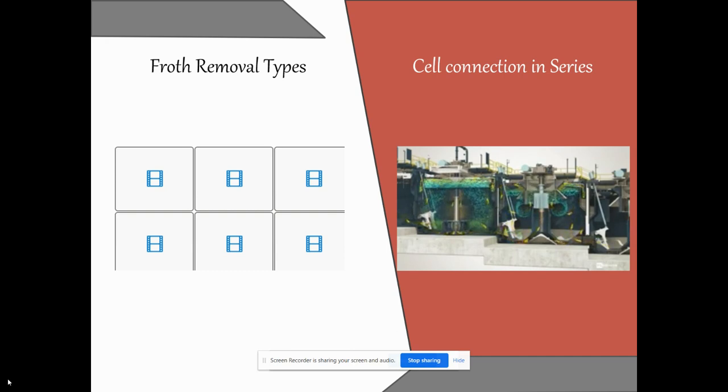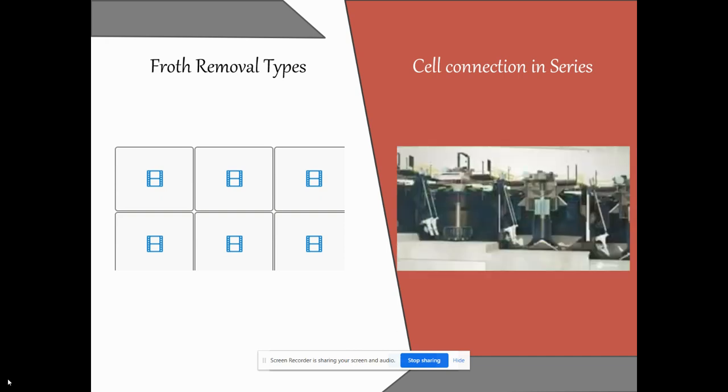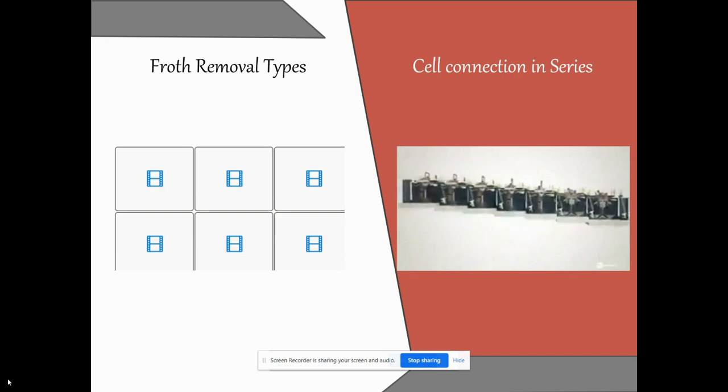With the rotor positioned high in the WEMCO, bubble particle aggregates only have a short distance to travel to the froth. The recirculation process continuously pumps the slurry through the draft tube and into the rotor, maximizing the attachment of particles to the bubbles.